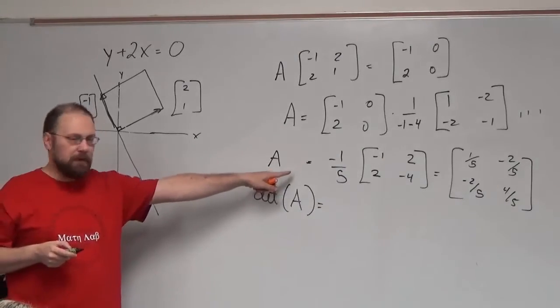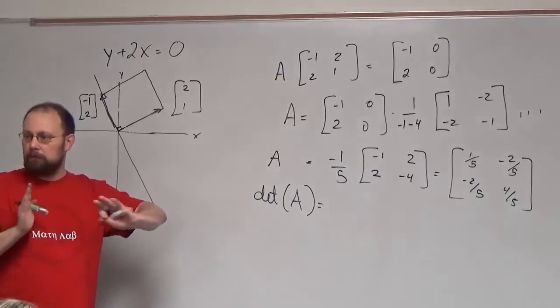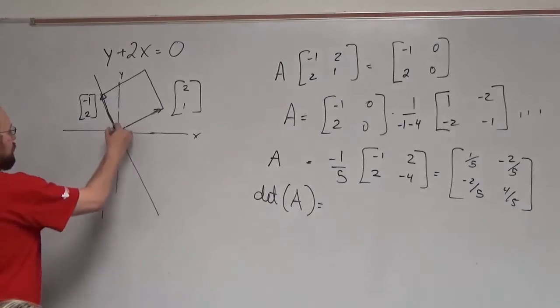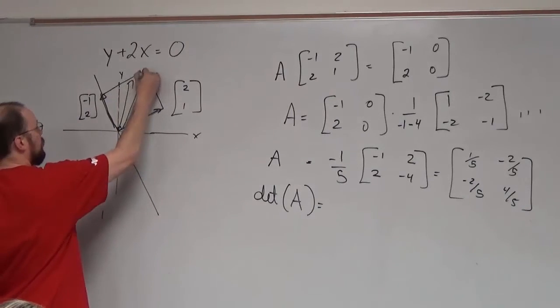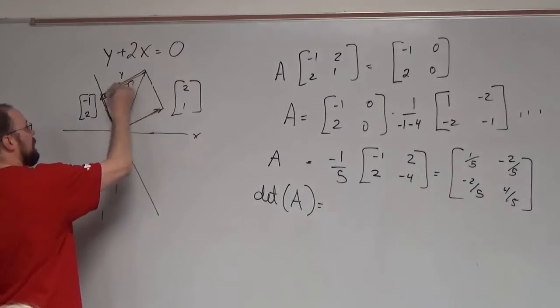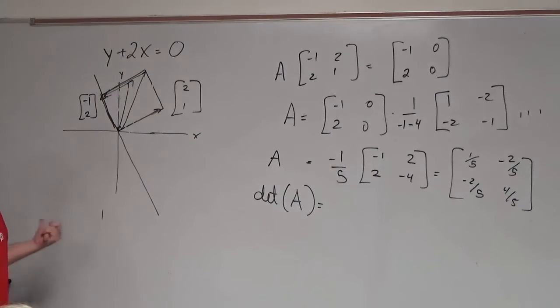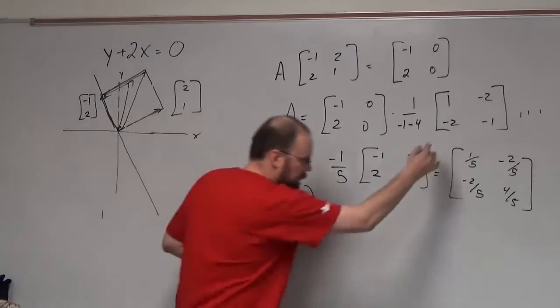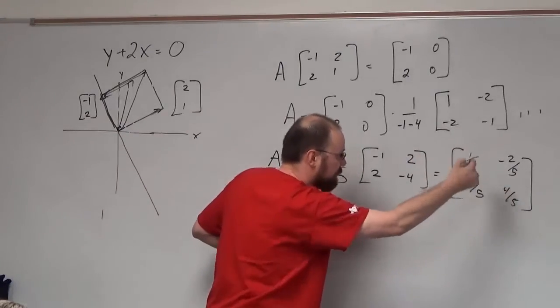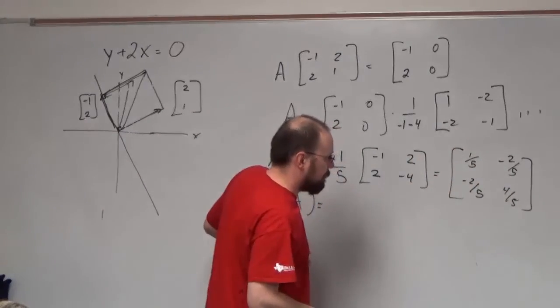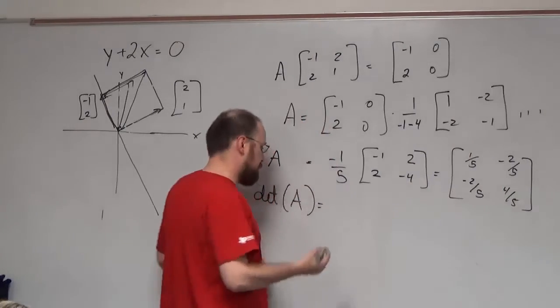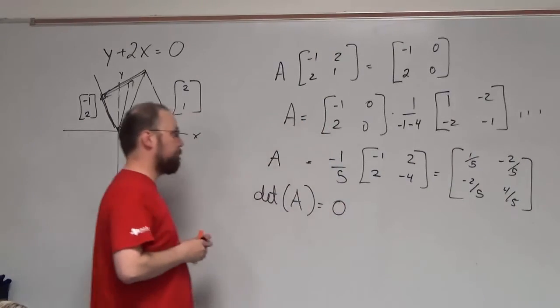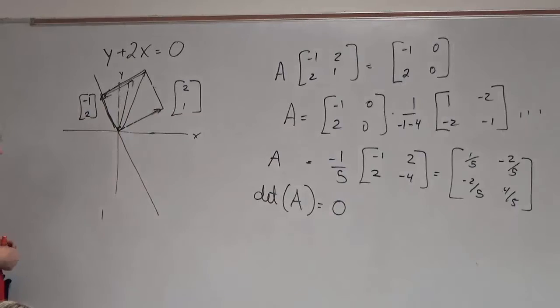This transformation is not invertible, right? Because if you have a whole bunch of vectors which get projected onto the same thing on the line, there's no way to reverse the process to get the original vector. The determinant is 0. I mean, 4/25 minus 4/25, right? The determinant is 0. This matrix is not invertible.